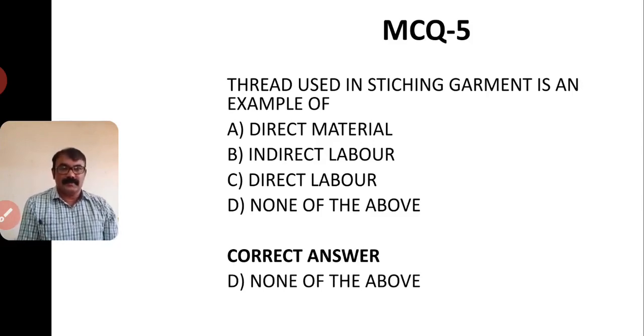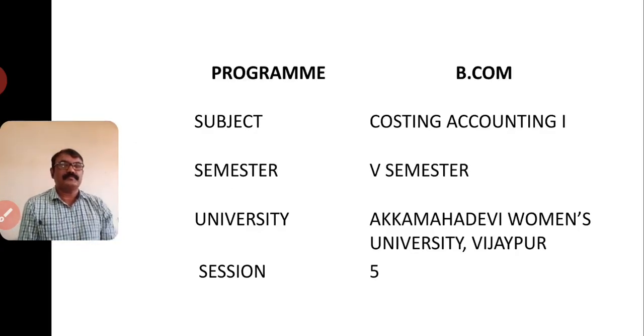In this session, you came to know what is cost center, cost unit and the overhead, and the element wise elements, that is material cost, labor cost and overhead. I think you have understood. I will go for the fifth session.